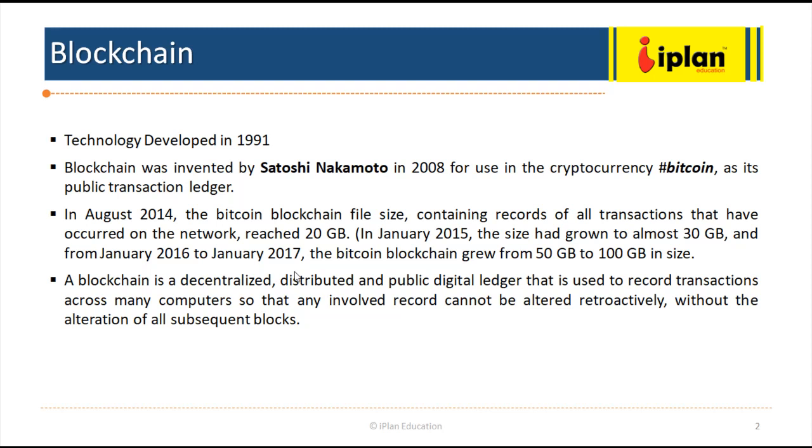The blockchain is a decentralized, distributed and public digital ledger that is used to record transactions across many computers so that any involved record cannot be altered retroactively without the alteration of all subsequent records. Wow, heavy words, heavy definition. I have taken this from Wikipedia. Thanks to Wikipedia. Anyways, we'll understand this thing. So it says a blockchain is a decentralized, distributed and public digital ledger.